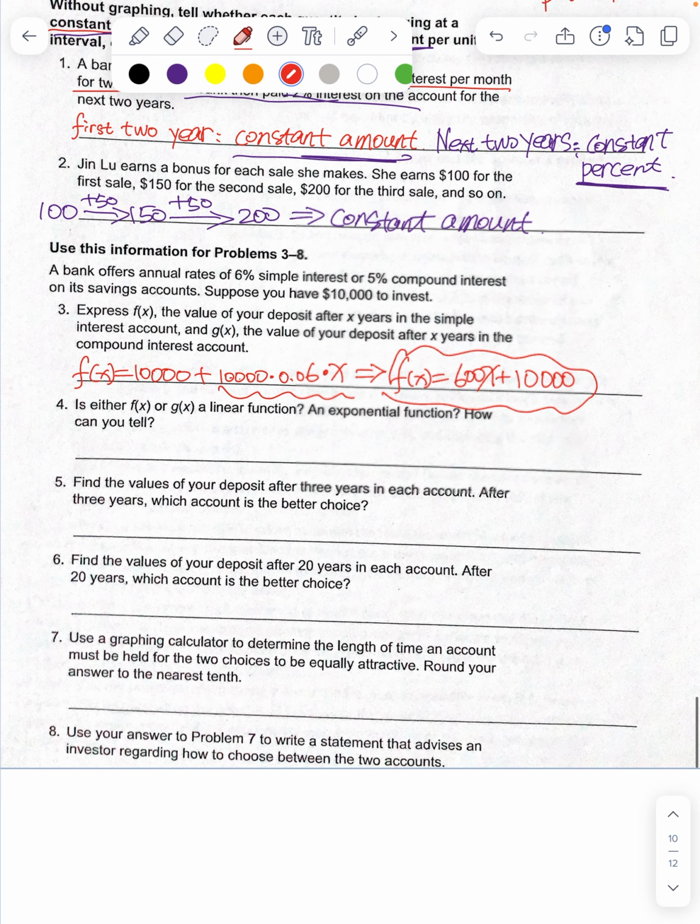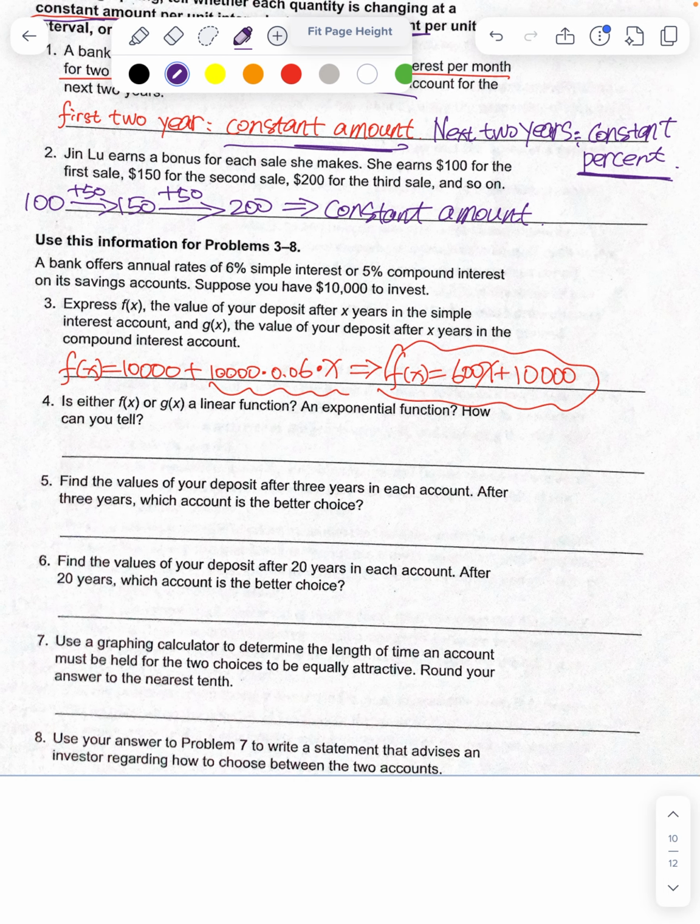Now we're going to find out the compound. I'm going to use a different color. The compound g of x. Initial value 10,000. The compound interest is going to be a little simpler, in fact. Okay, 5% compound interest. 5% is 0.05.